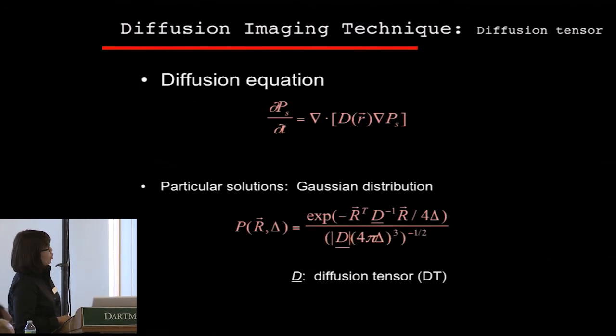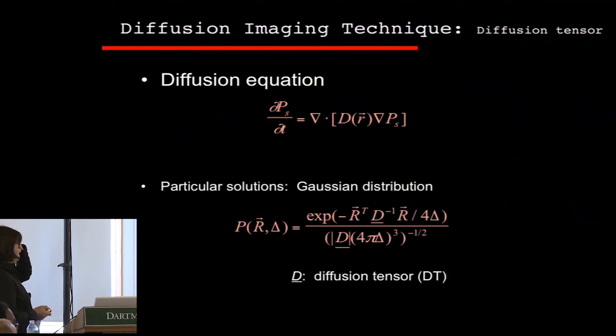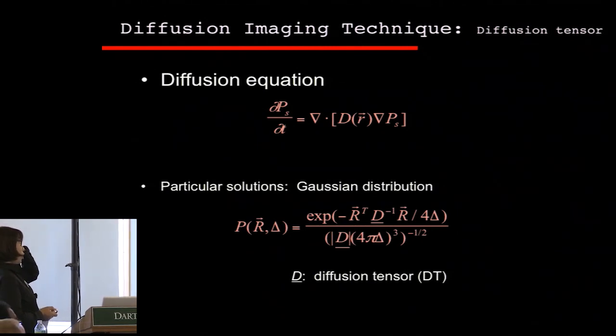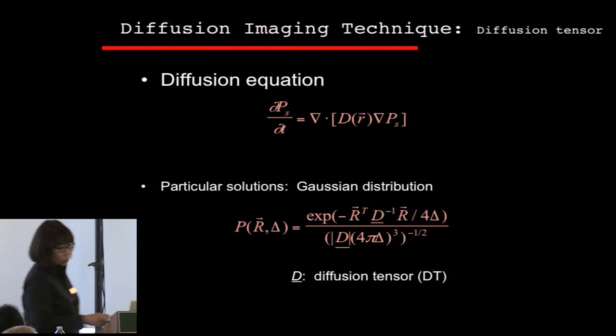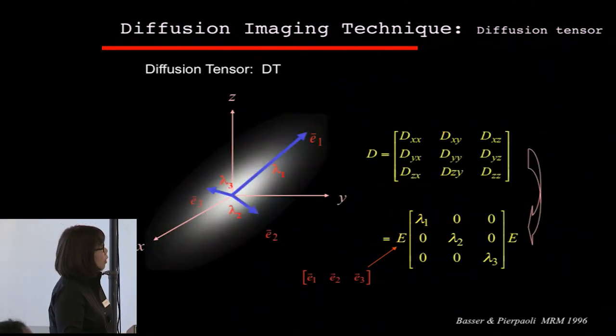In diffusion tensor imaging, one particular solution to this diffusion equation is a Gaussian distribution. And the probability density function is a three-dimensional exponential decay with the diffusion tensor as the covariance matrix. I think I'll skip this.